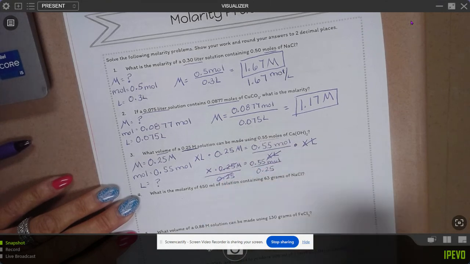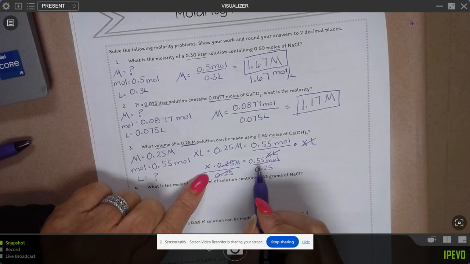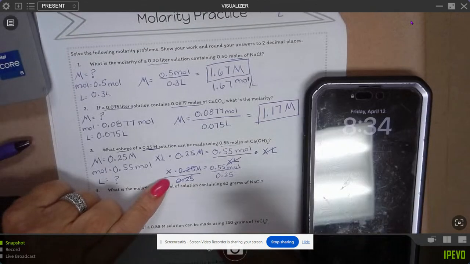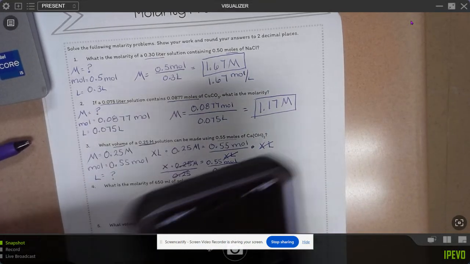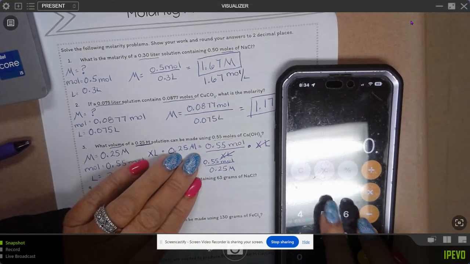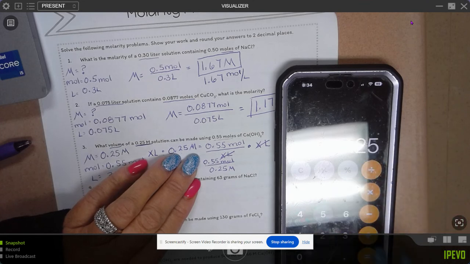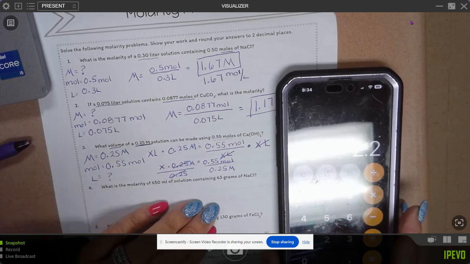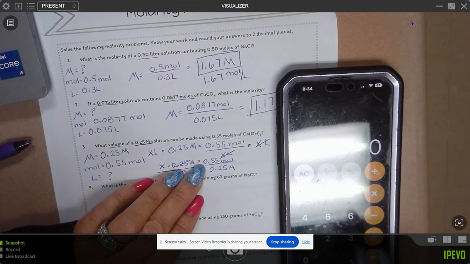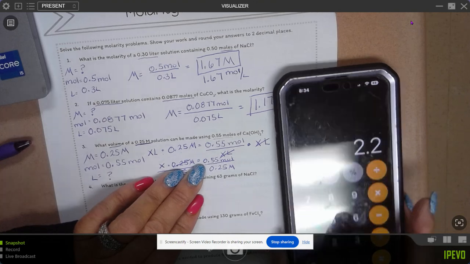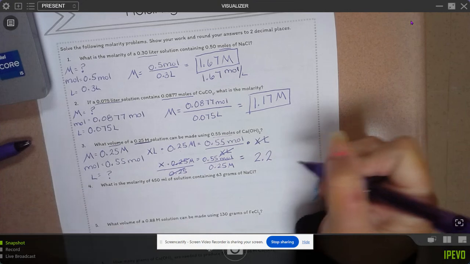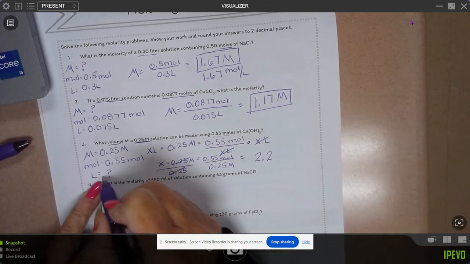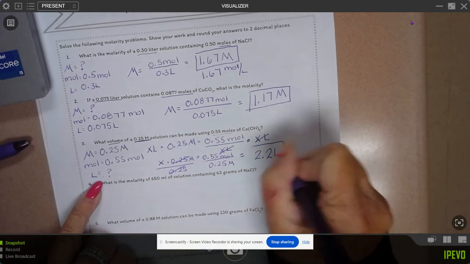All right. So now to get X by itself, we're going to divide both sides by 0.25. So this cancels out. So X is going to equal 0.55 divided by 0.25. So let's see, 0.55 divided by 0.25 is 2.2. Did I do that right? Let's double check that. 0.55 divided by 0.25, 2.2. All right. So I have 2.2, my units, I'm looking for liters. So my answer is 2.2 liters.